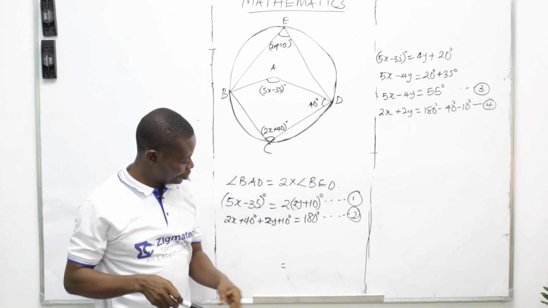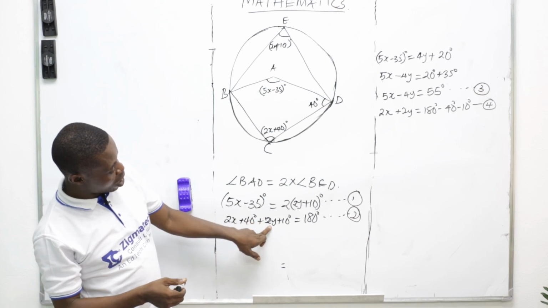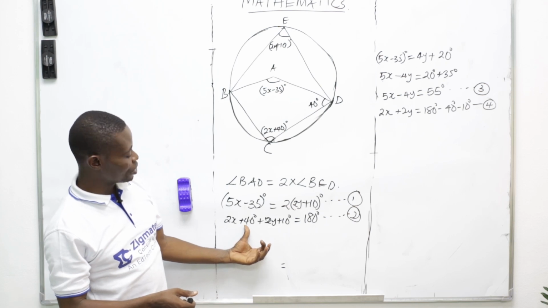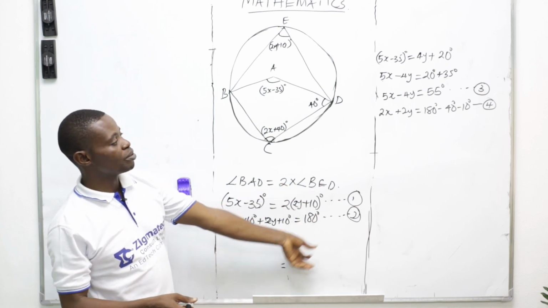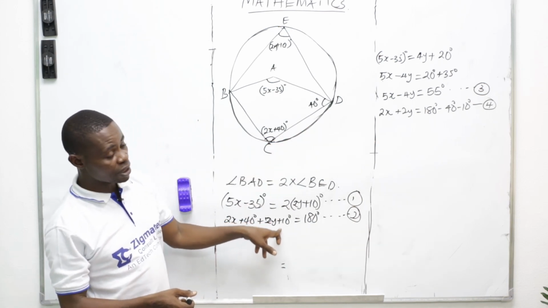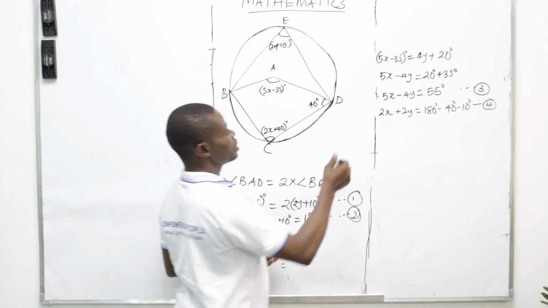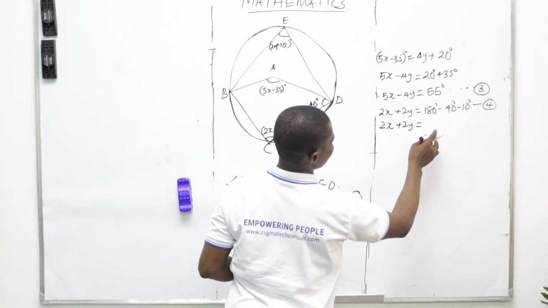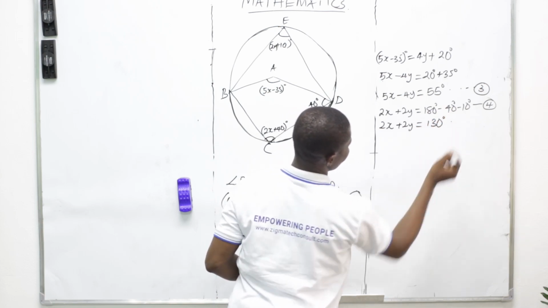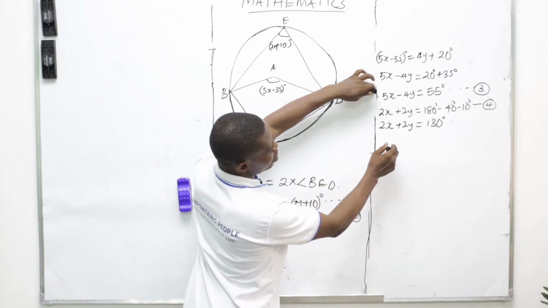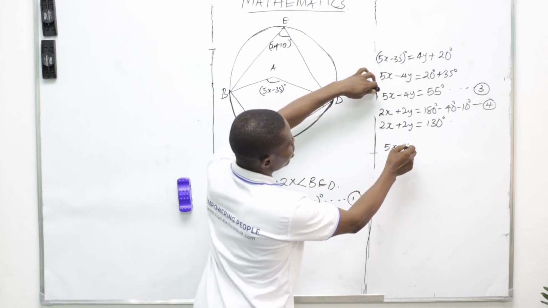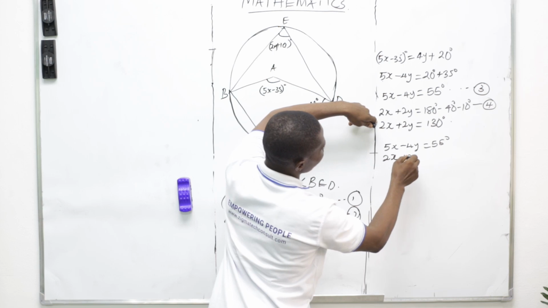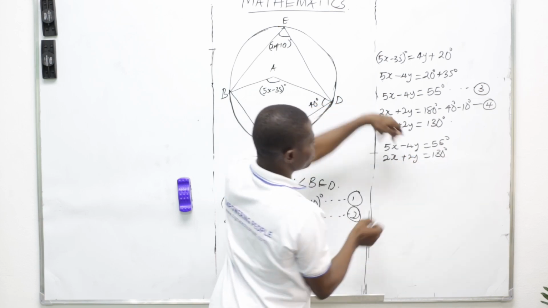Look at it once again. That is 2x plus 2y equals what? 180. When I subtract 40 degrees from both sides, or when I transfer 40 degrees to the right hand side, it becomes minus 40 degrees. I transfer 10 degrees, minus 10 degrees. At this point, you have that 2x plus 2y equals what? 130 degrees. Our current equations now are 5x minus 4y equals 55 degrees, and 2x plus 2y equals 130 degrees.